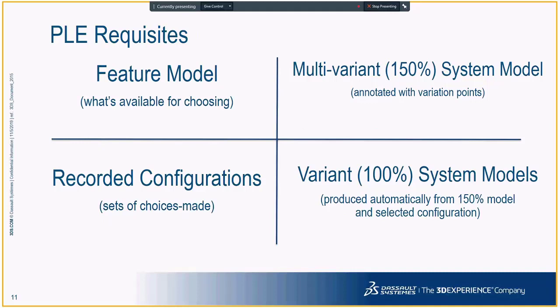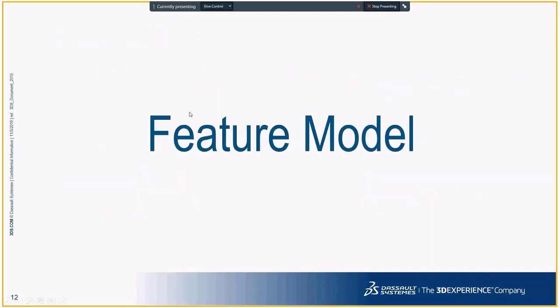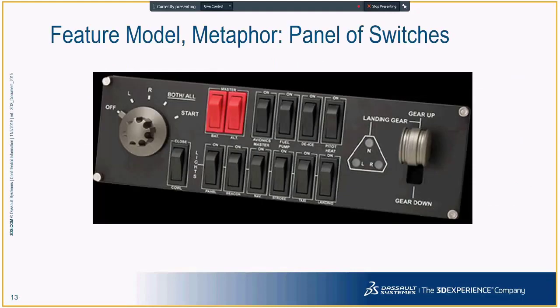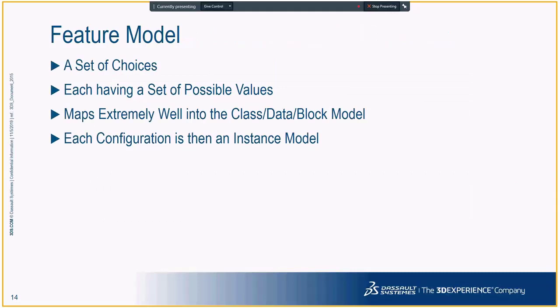So if we look how it's done in Magic Draw, the feature model. So abstractly speaking, as I said, the feature model is, if we want to have a metaphor, like a panel of switches. So it's a description of what options are there. So it's a set of choices, each describing a set of possibilities. And in our case, so in MBPLE case, it is realized as a class or block model in there.